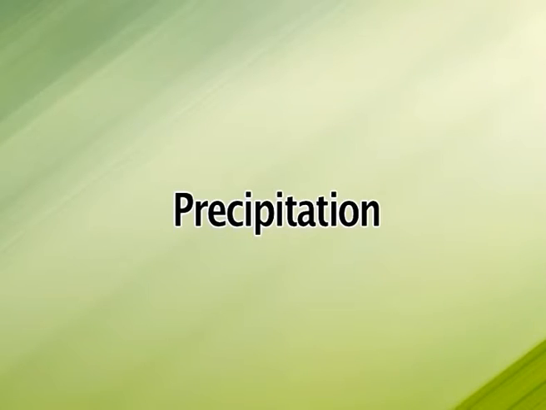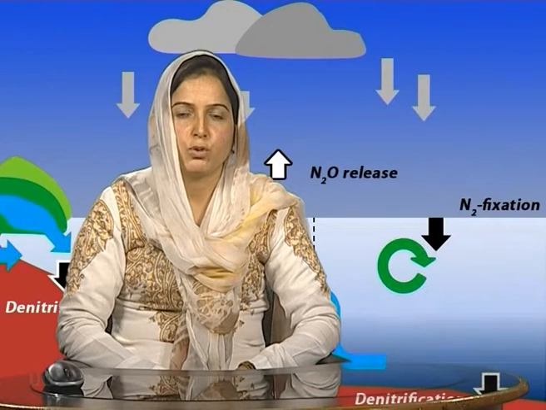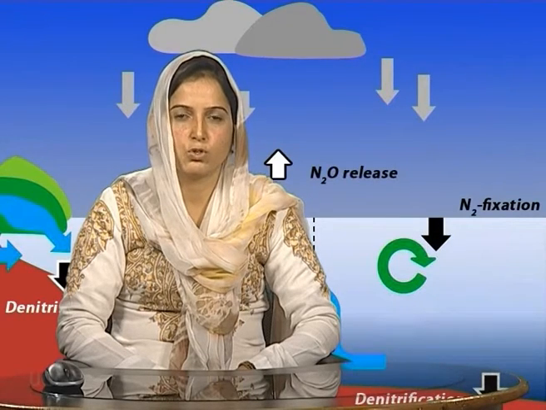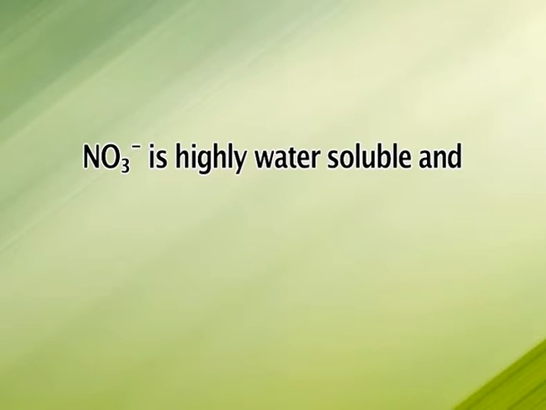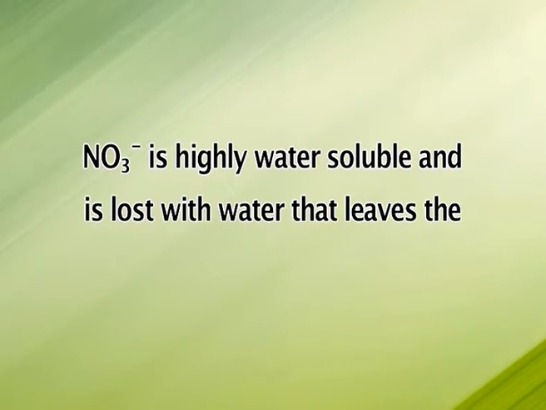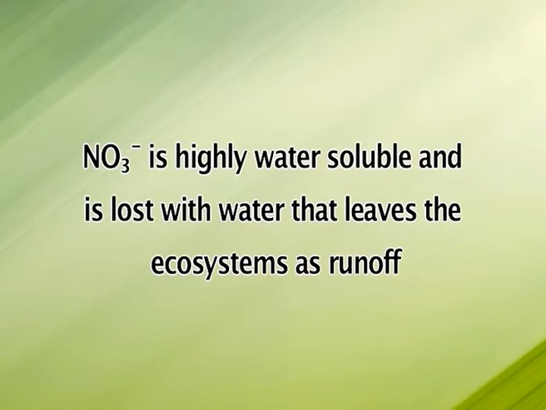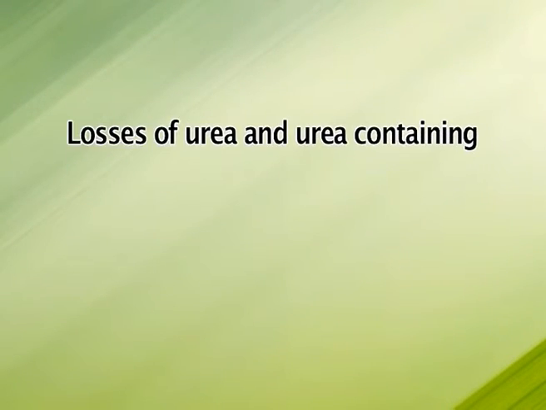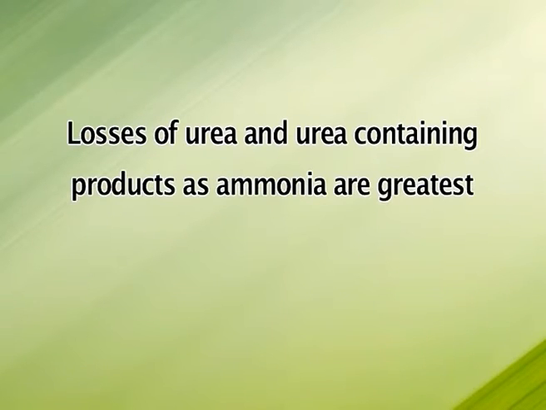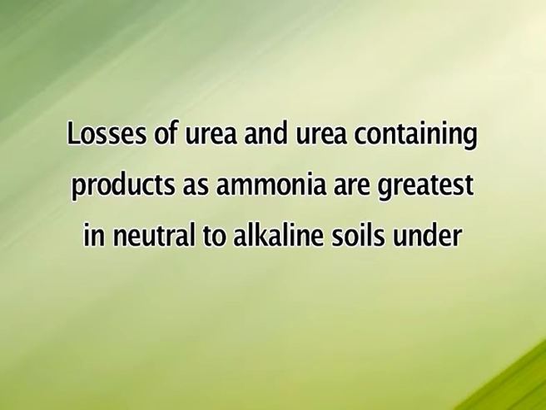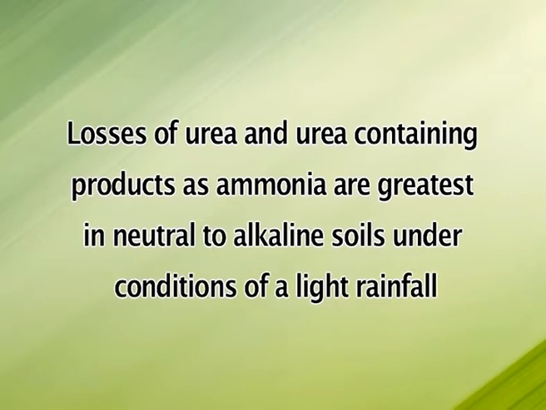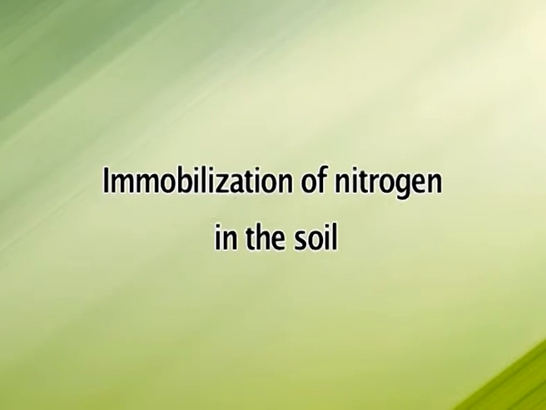Now the precipitation. Nitrogen can be lost from the soil in the runoff, or it can leach down the root zone in solution form. Nitrate is highly water soluble and is lost with water that leaves the ecosystems as runoff. Losses of urea and urea containing products as ammonia are greater in neutral to alkaline soils under conditions of a light rainfall.